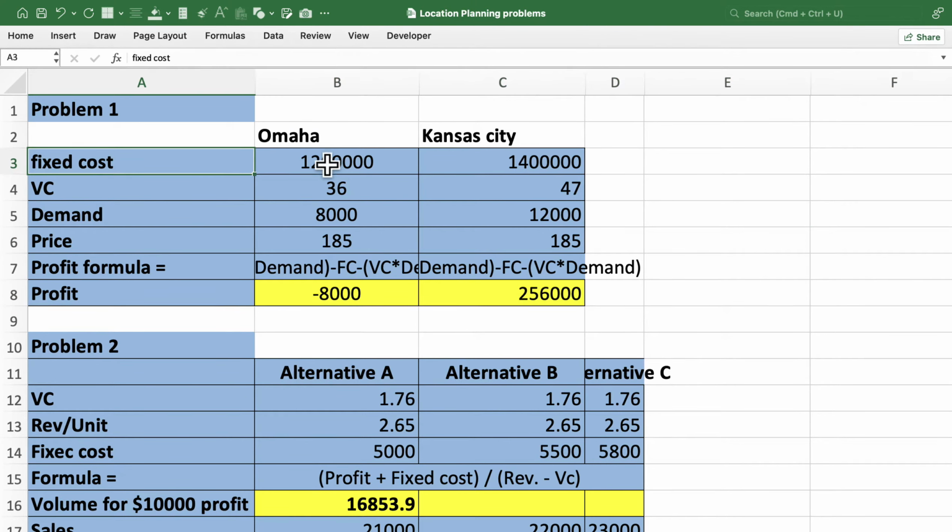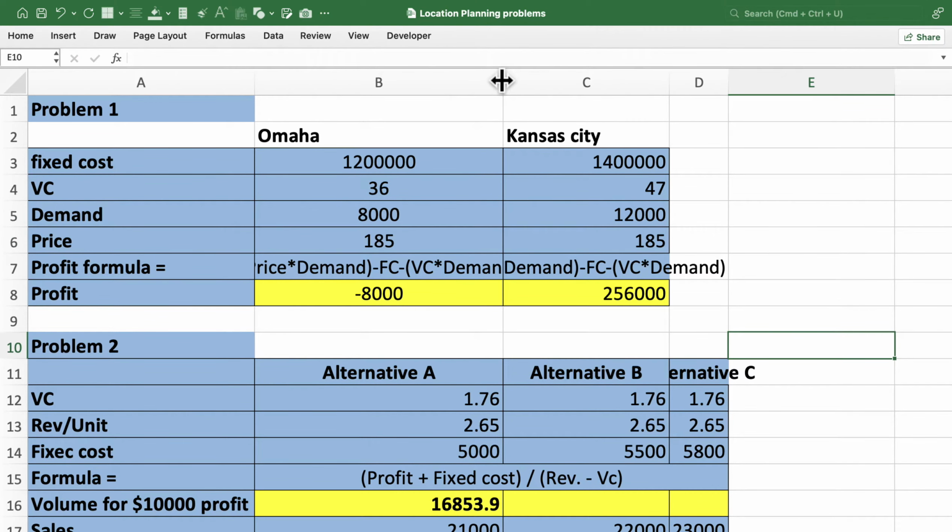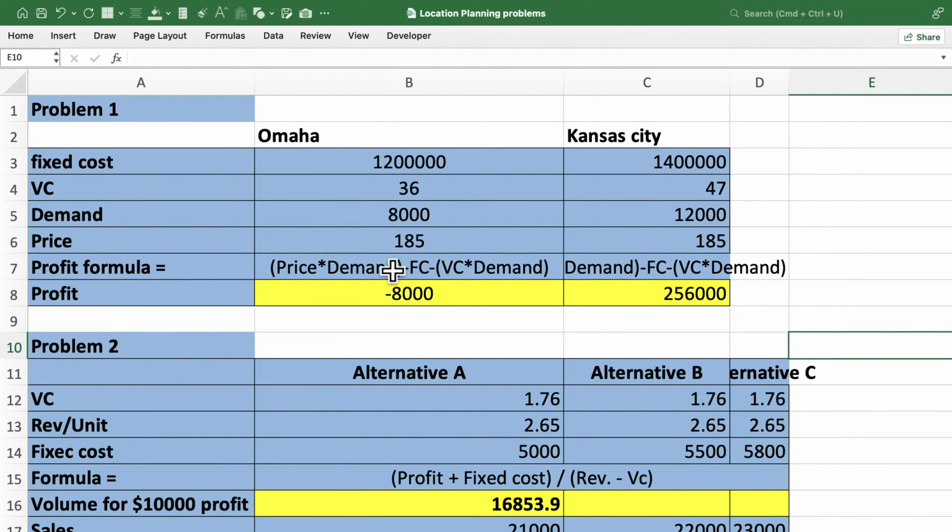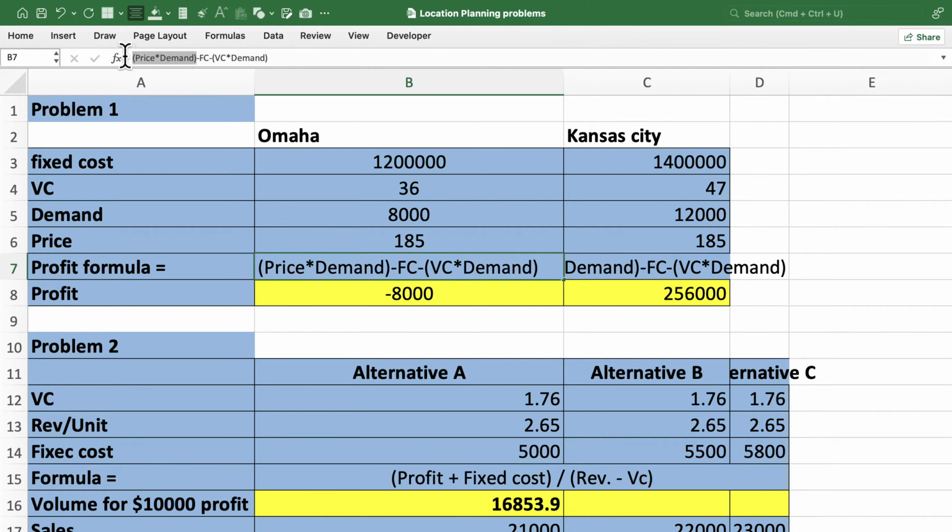Fixed cost for Omaha is 1.2 million, and in Kansas City it's 1.4 million. Variable cost is $36 and $47, demand is 8,000 and in Kansas City is 12,000, and price is the same. So this is the formula that I'll be using for profit calculation. This part in particular is about revenue minus fixed cost and variable cost. Variable cost is always multiplied by demand.